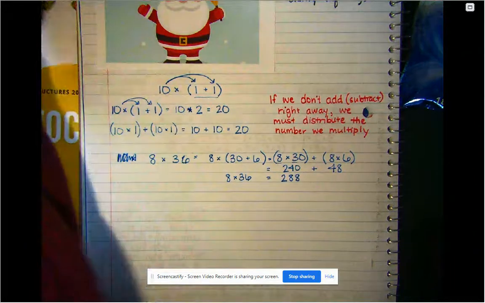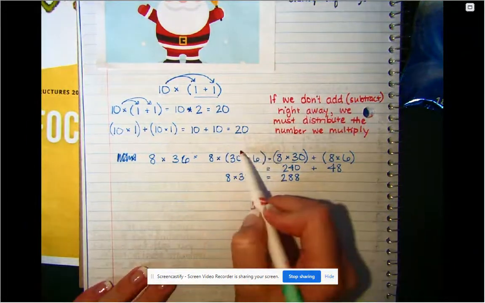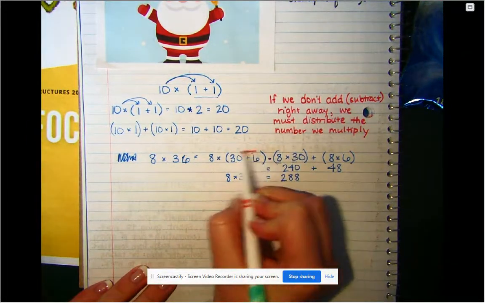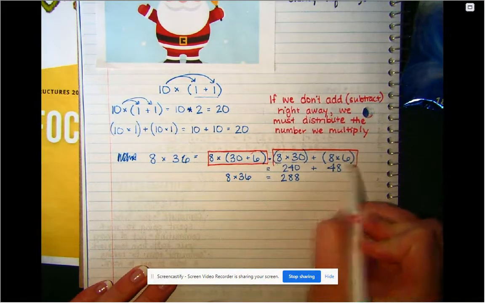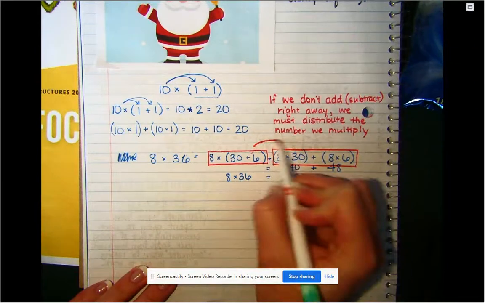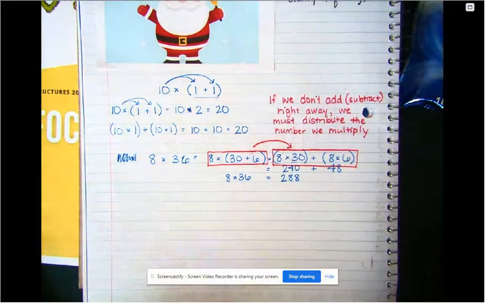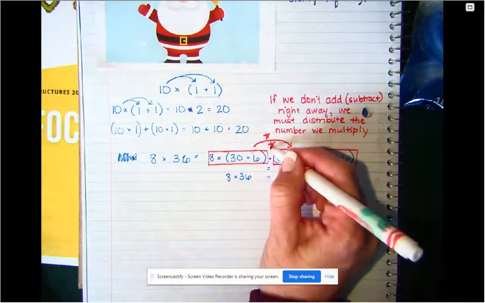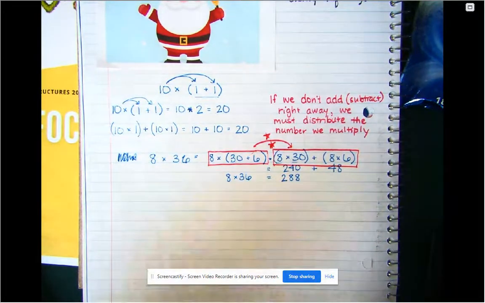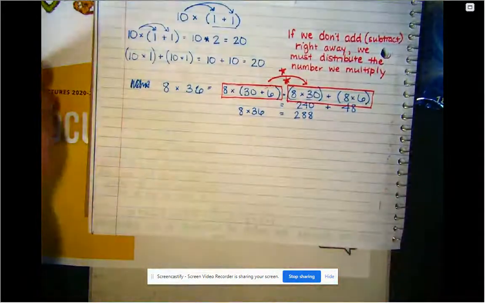Right here, this going from this to this, that is the distributive property at work. Here it is. If you came to the zoo to see the distributive property, this is what you'd want to see. Let's do one more example.